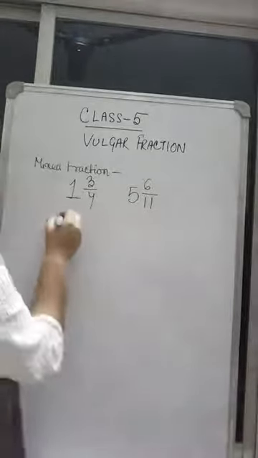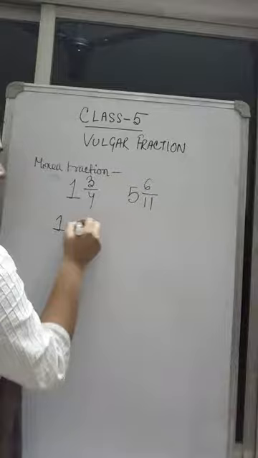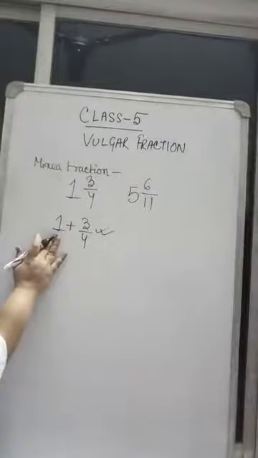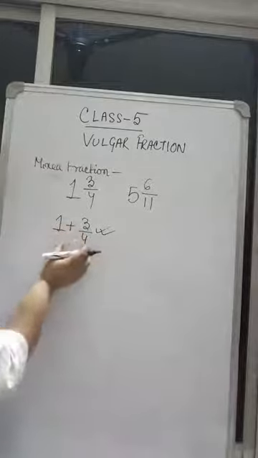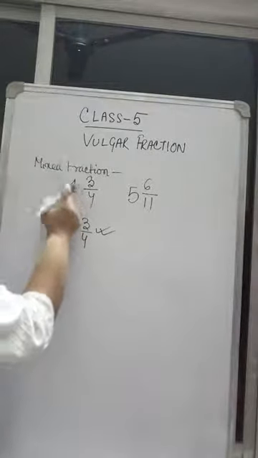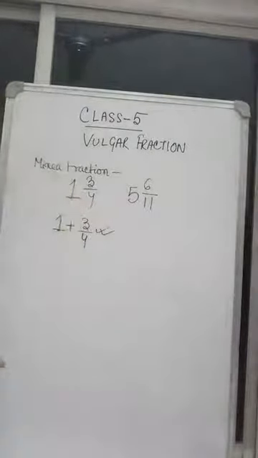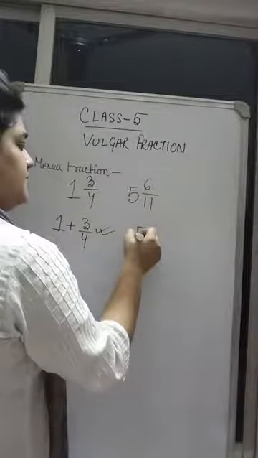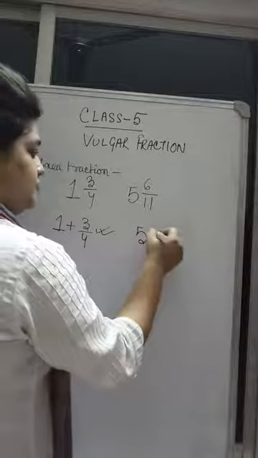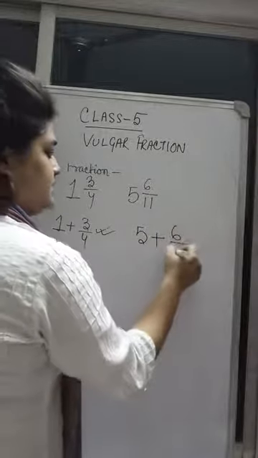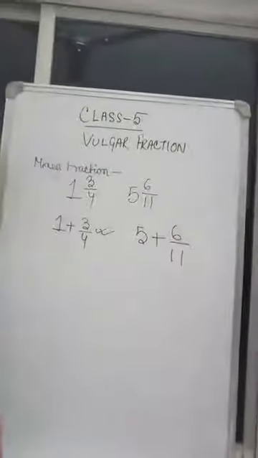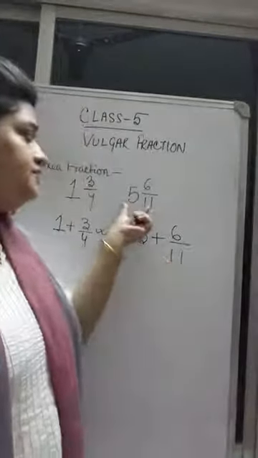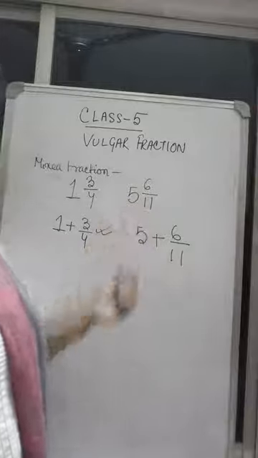Now if I write this as one whole number plus 3 by 4, that is correct. That means with this whole number, I am adding the fractional part, then it gives the mixed fraction 1 3 by 4. Similarly, this mixed fraction can also be written as 5 whole number plus 6 by 11. So when you add the fractional part to the whole number, it gives you the total mixed fraction.